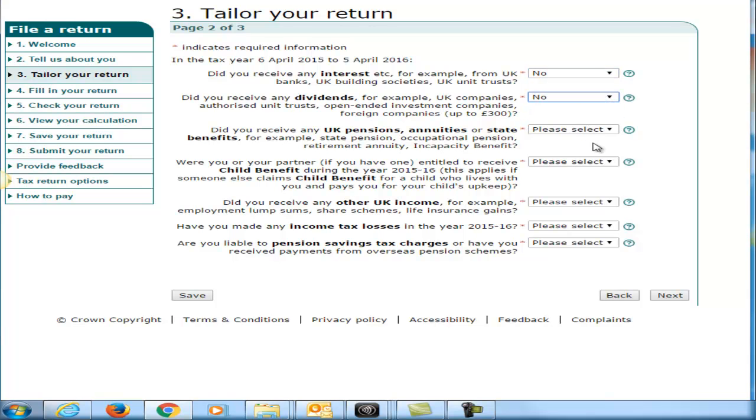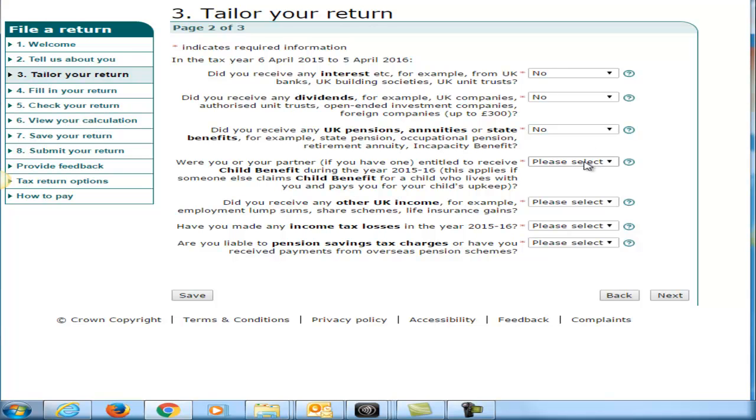Did you receive UK pensions? So if you are above pension age and you get a state pension, then that'll be yes. Or if you've taken personal pension or lumps of your personal pension, then this also needs to be a yes. Should you have children, you actually claim the child benefit, then you should declare in here that yes, you have been receiving the child benefit.